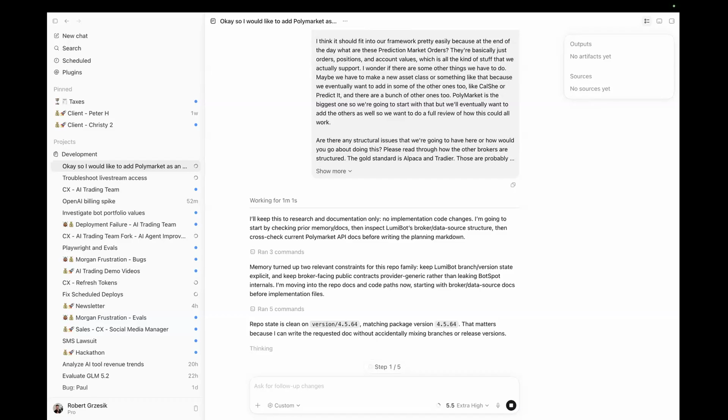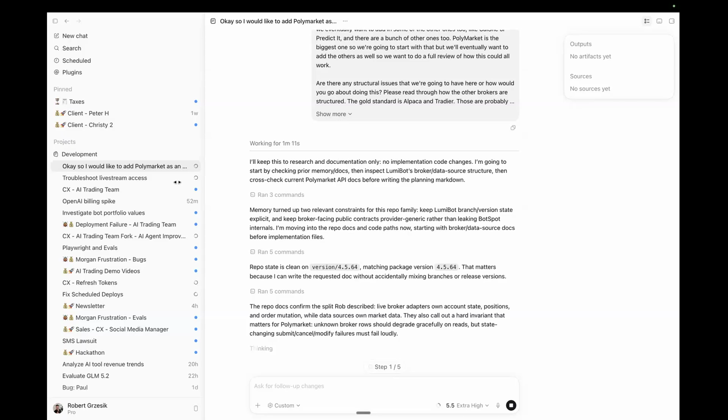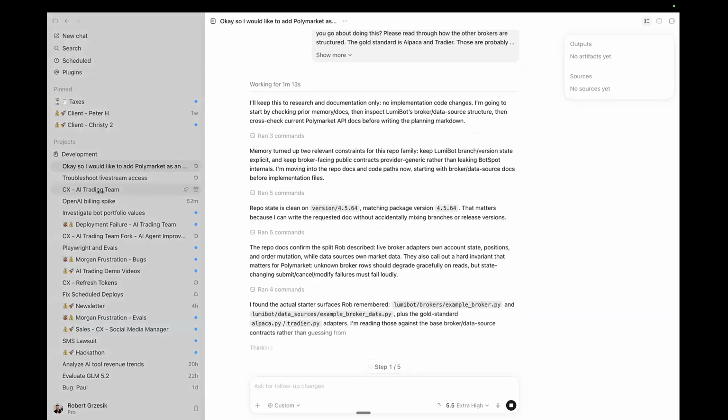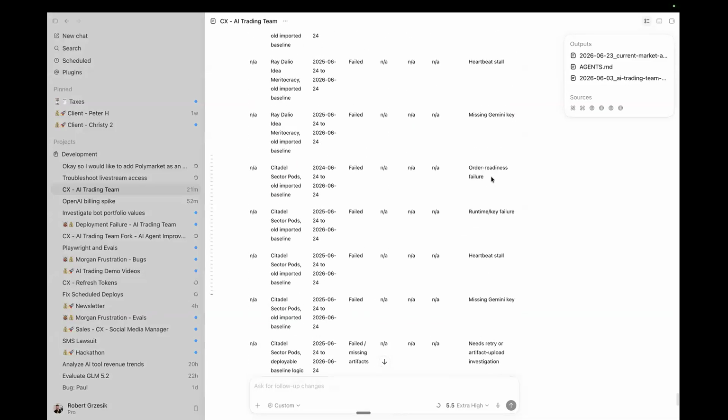I think having Polymarket as a quote unquote broker would be awesome. I guess they technically are a broker, right? Okay, cool. So we got that running. In the meantime, while that's doing its research, here is our AI trading team.